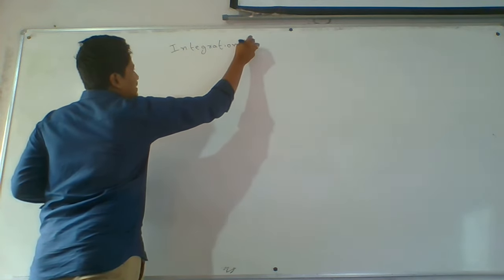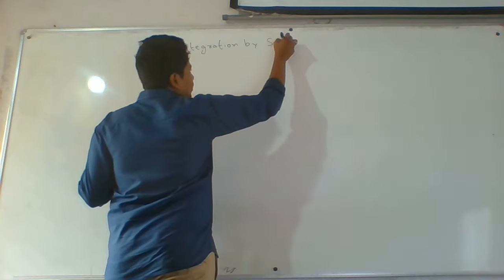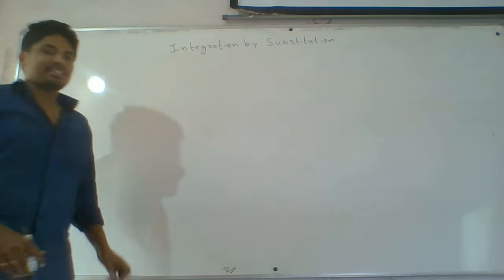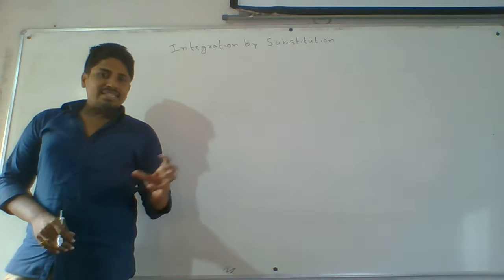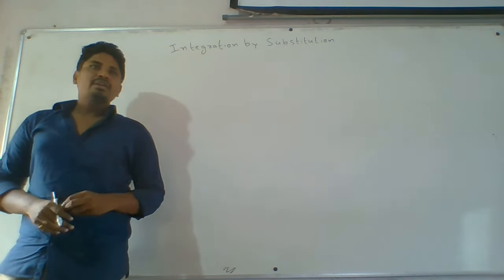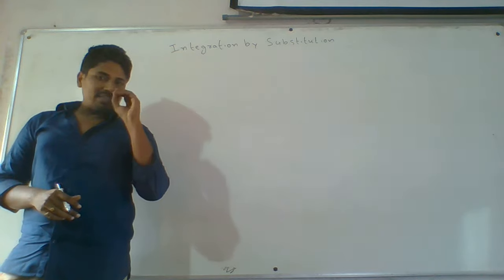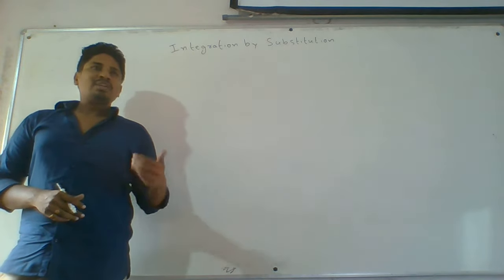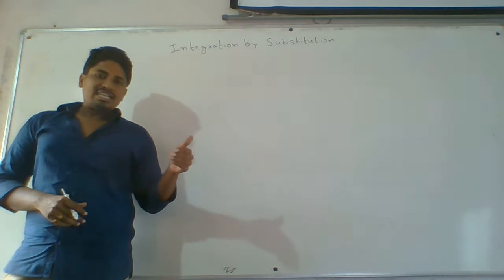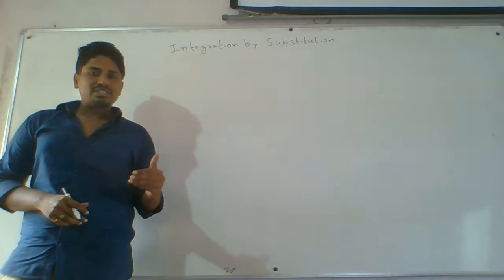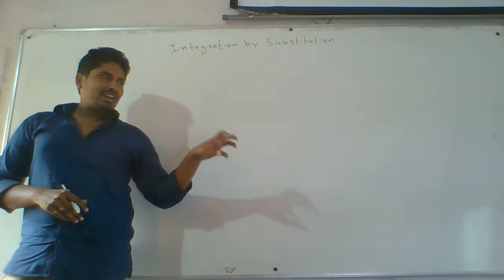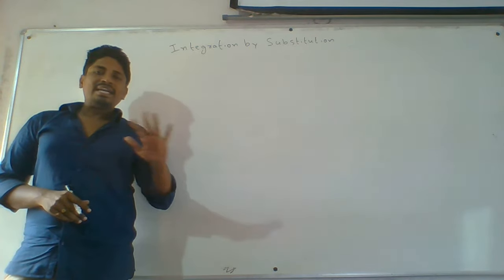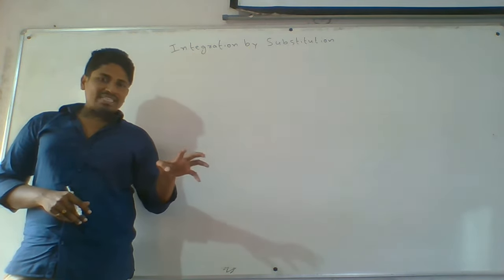What is the English meaning of substitution? It means that we have to consider some part of the function as a new variable, in terms of t, p, q, like that. Why do we do this? Because we cannot directly integrate some functions. For our convenience, we consider some part of the function as t and convert the total function in terms of t.